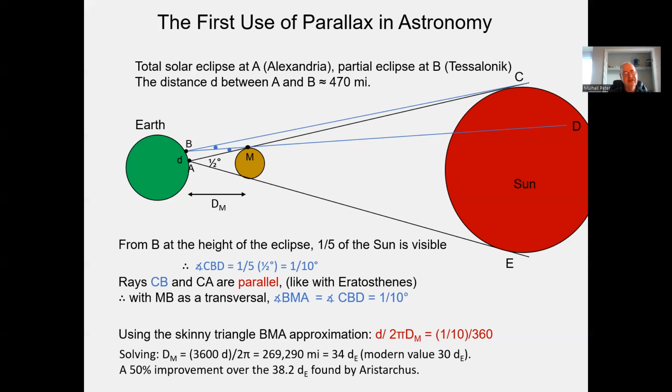Questions on this? Don't let me snow you on this. Questions? This is not a simple argument if you're not used to looking at geometric arguments. Questions or comments?